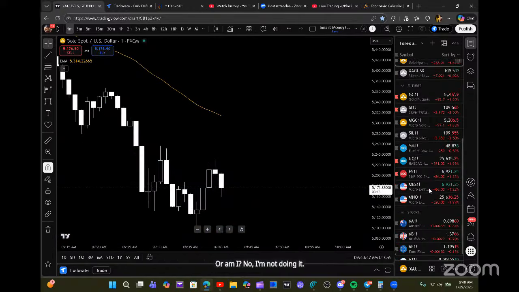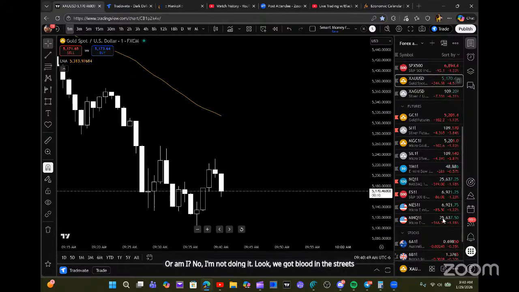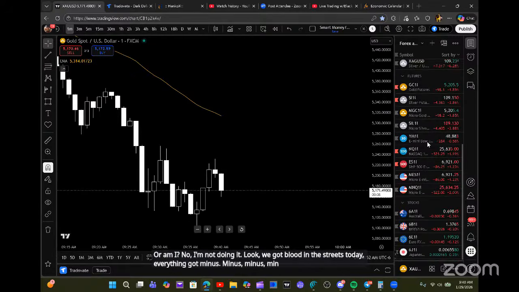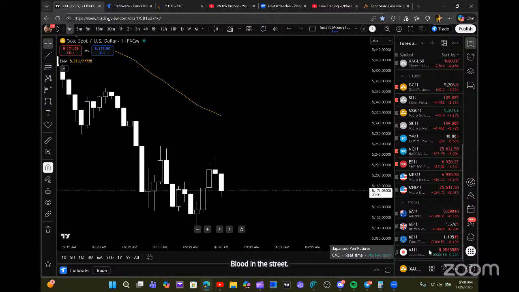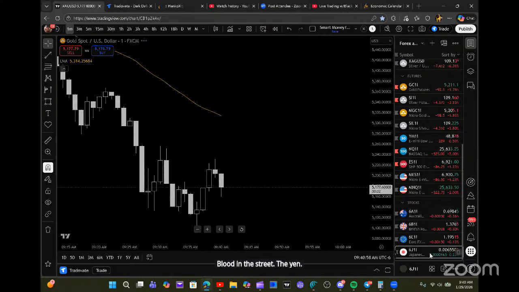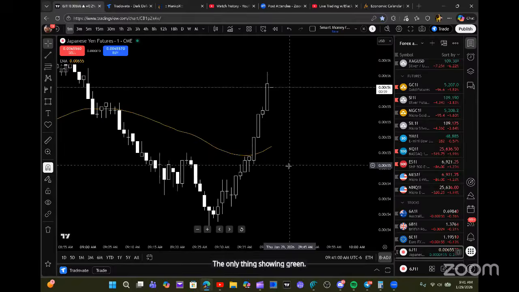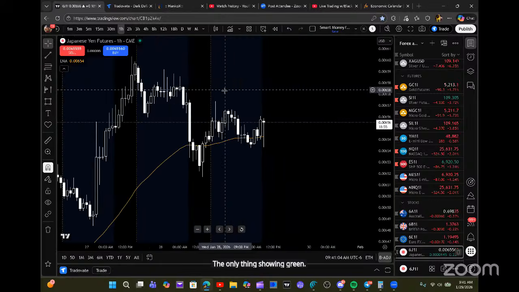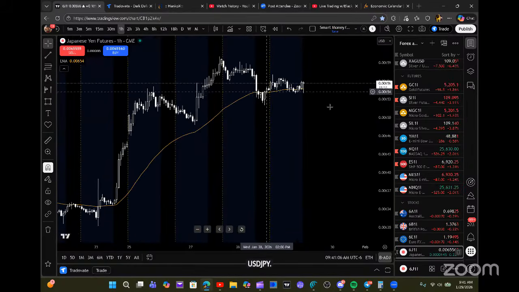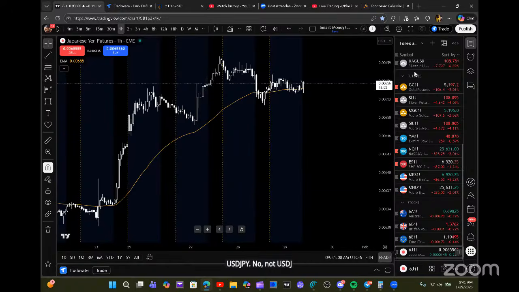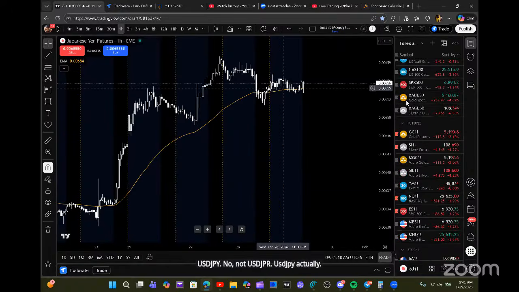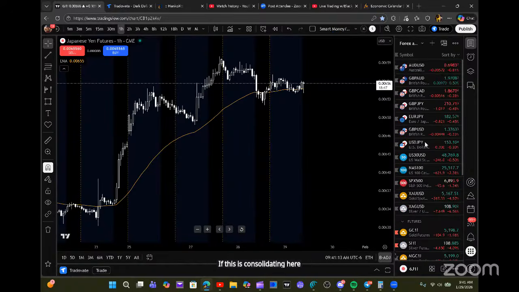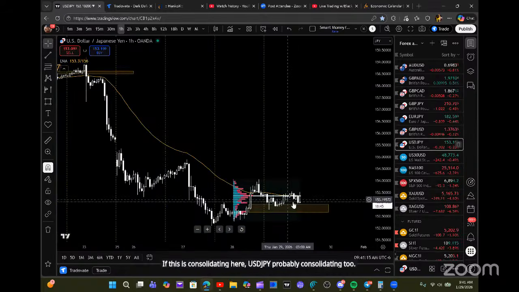Look, we got blood in the streets today. Everything got minus. Blood in the street. The yen is the only thing showing green. USD/JPY. No, not USD/JPY. USD/JPY actually, if this is consolidating here, USD/JPY probably consolidating too. Yep.